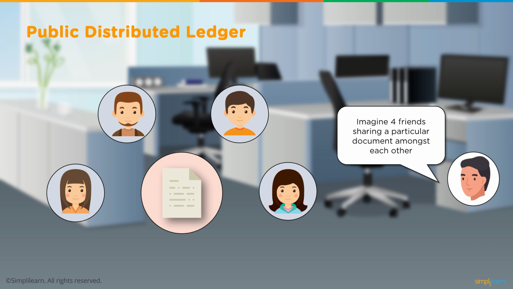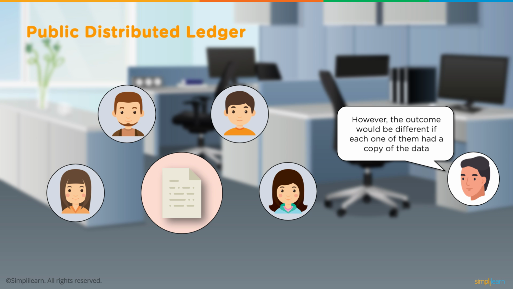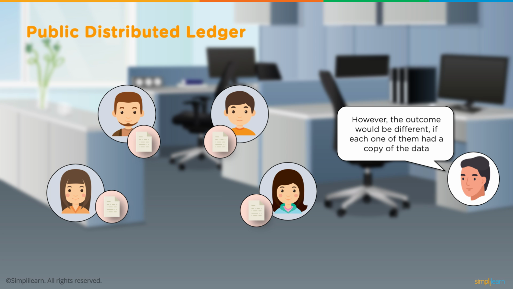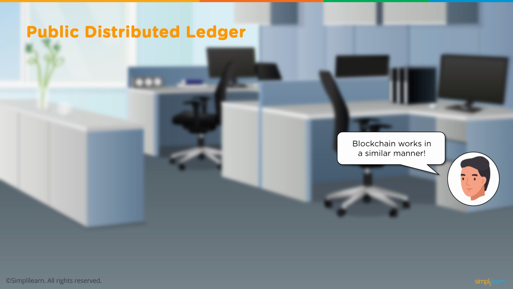So let's imagine four friends sharing a particular document amongst each other, correct? Now, if there was only a single copy of that document and one of them altered the data, it may go unnoticed. However, the outcome would be different if each one of them had a copy of the data. So if each and every participant has the same copy of the data, even if one of them changed the data, the others would find that the data does not match their own. So blockchain works in a similar fashion.